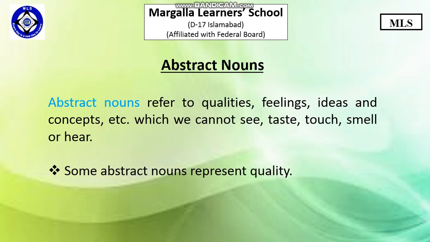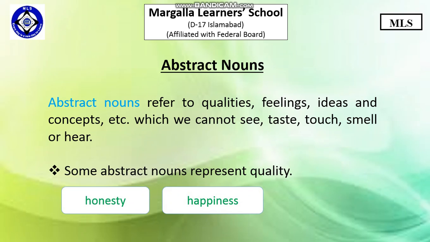Some abstract nouns represent quality like honesty, happiness, and generosity. Honesty is the quality of being honest.